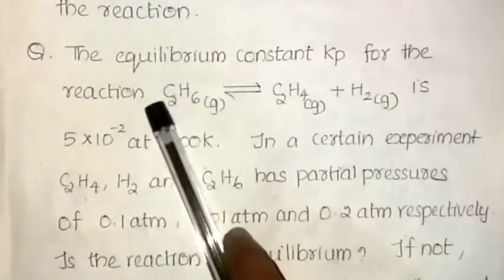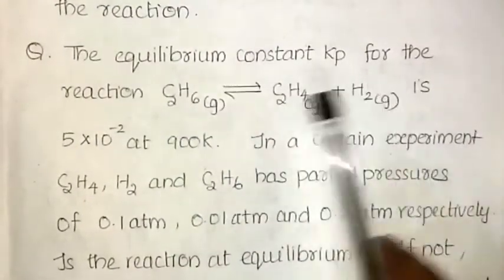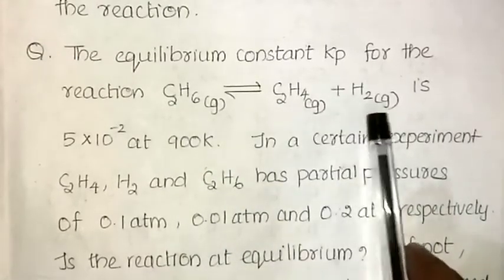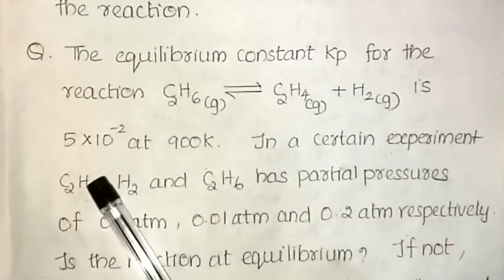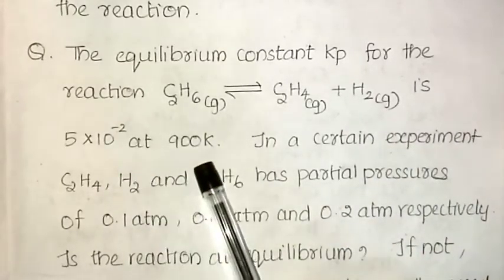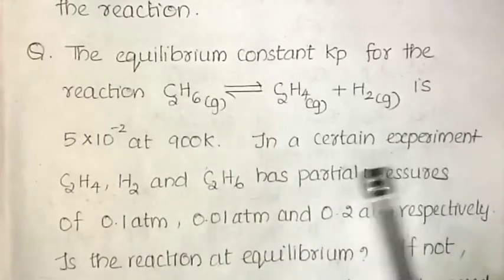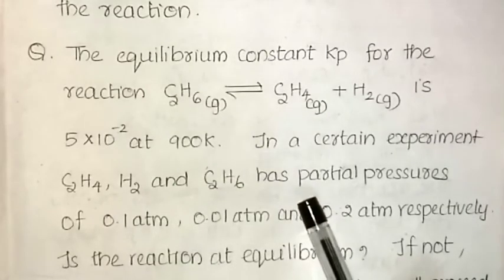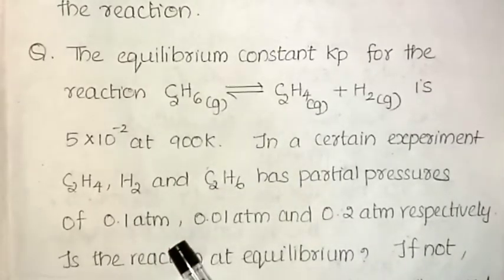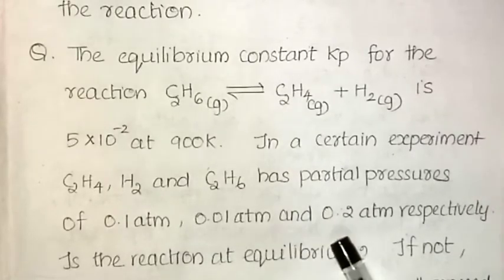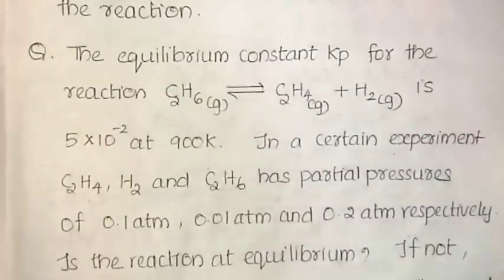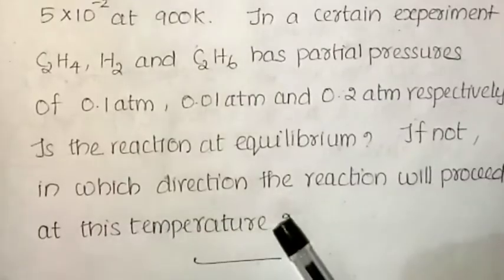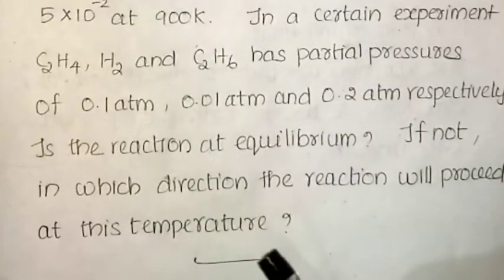Now, we can solve a problem. The equilibrium constant Kp for the reaction C2H6 gas reversibly gives C2H4 gas plus H2 gas is 5 into 10 raised to minus 2 at 900 Kelvin. In a certain experiment, C2H4, hydrogen and C2H6 have partial pressures of 0.1 atm, 0.01 atm and 0.2 atm respectively. Is the reaction at equilibrium? If not, in which direction will the reaction proceed at this temperature?